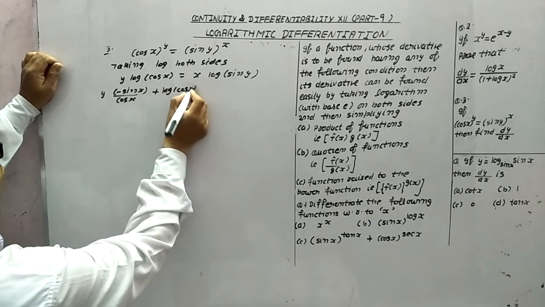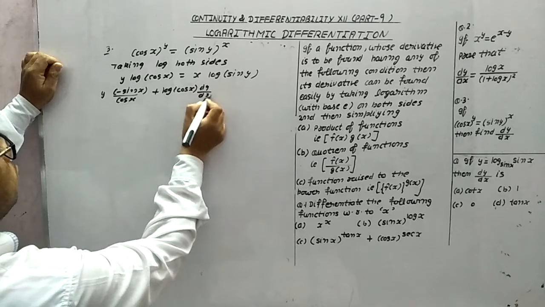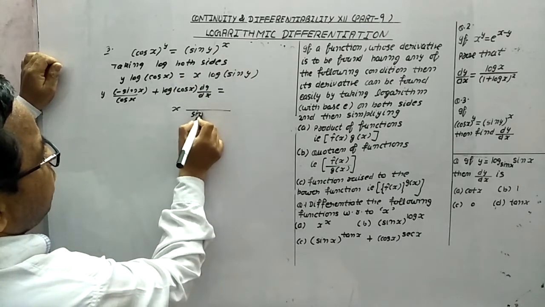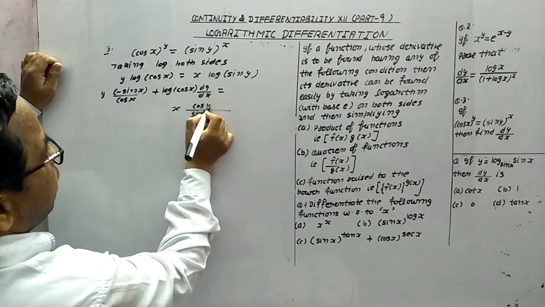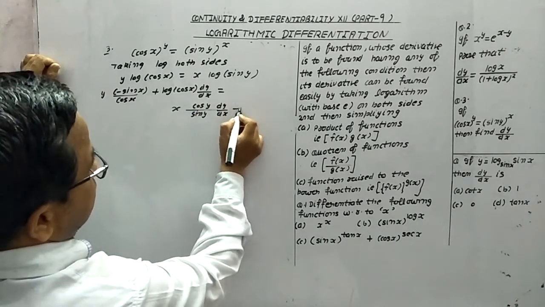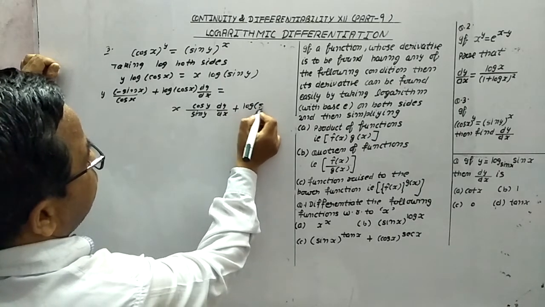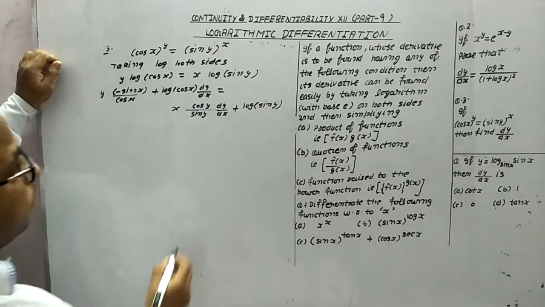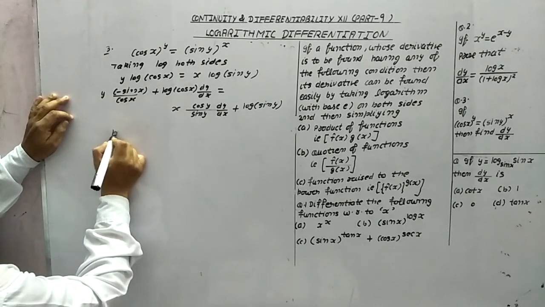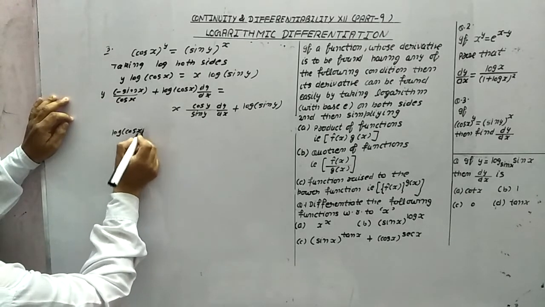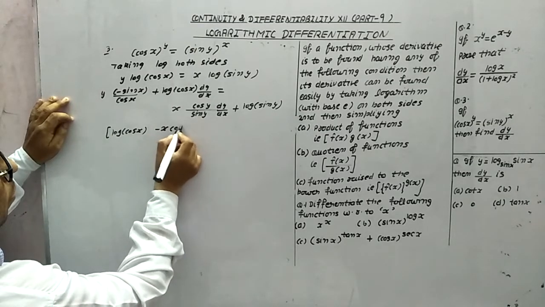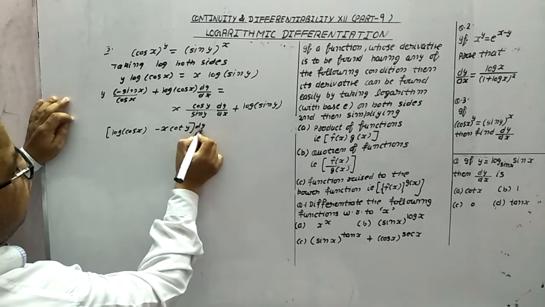What is the differentiation of y? dy by dx. Now differentiation of this x log sin y means sin y, and this is cos y, and because of y, dy by dx. Now this is plus log sin y as it is. What is the differentiation of x? 1 only. Now collect the terms of dy by dx. It means log cos x, and this is minus x cot y. This is dy by dx.